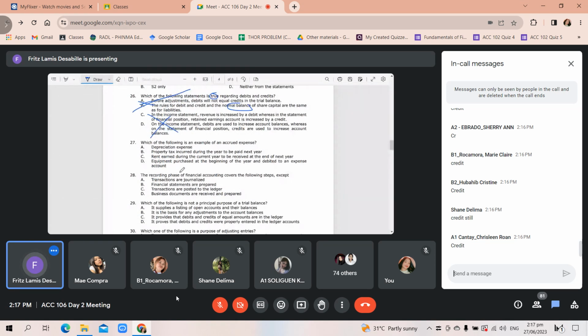Number 27. Which of the following is an example of an accrued expense? Okay. Depreciation expense, no. The property tax incurred during the year to be paid next year. This is correct, no? Letter B. Rent earned during the current year to be received at the end of the year. So this is accrued income. Letter C is accrued income.